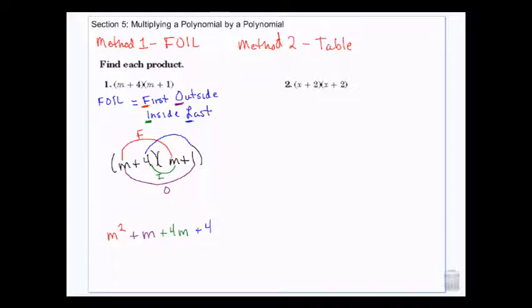Once that's been done, you will find that these two things, 99.5% of the time, are like terms. So I will add them together. m plus 4m is 5m, and I am done.